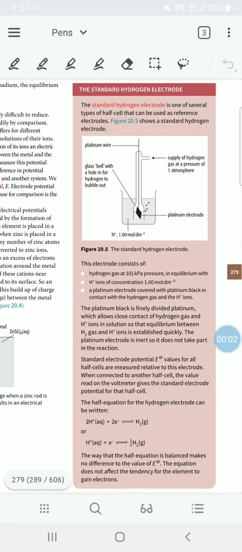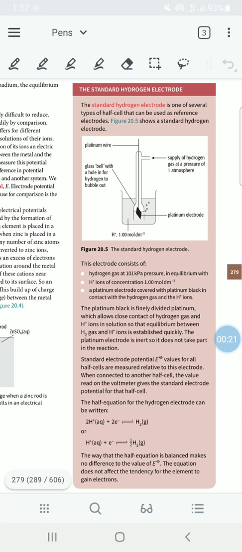Chemistry, chapter 20, theory 6. Now we'll have a look at the standard hydrogen electrode. The standard hydrogen electrode is one of several types of half cell that can be used as reference electrodes.